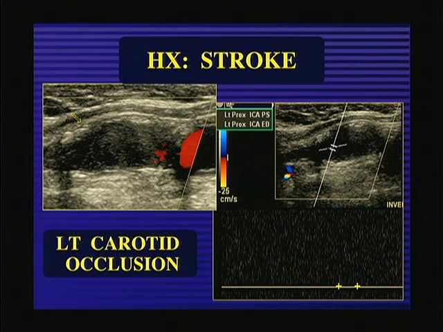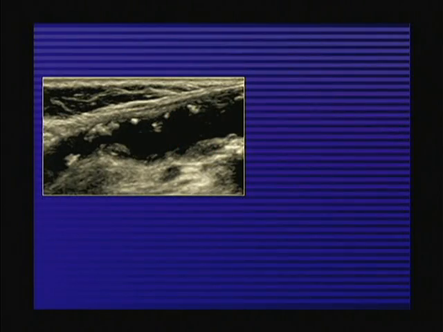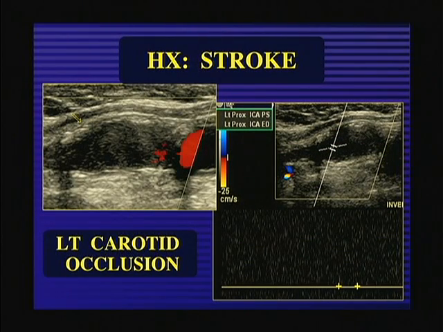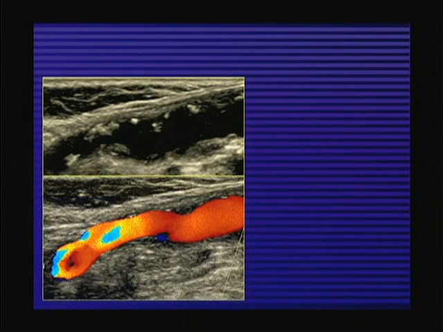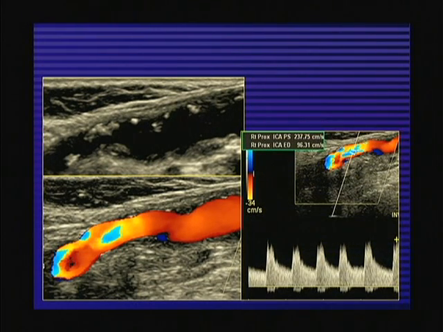Now let's look at the right side. The right side has an irregular appearance. We see irregular calcified plaque along the wall, and clearly there's an area of focal narrowing in the internal. We turn the color on, and we can see that there's aliasing at the site of the calcified plaque. And the velocity there is 238 centimeters per second.